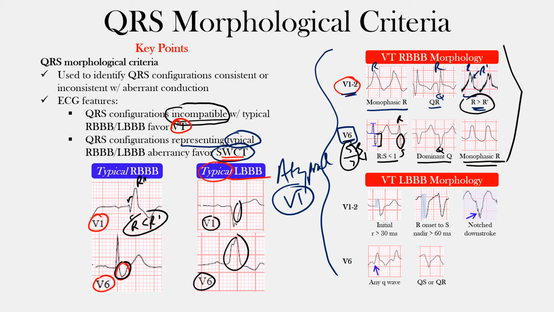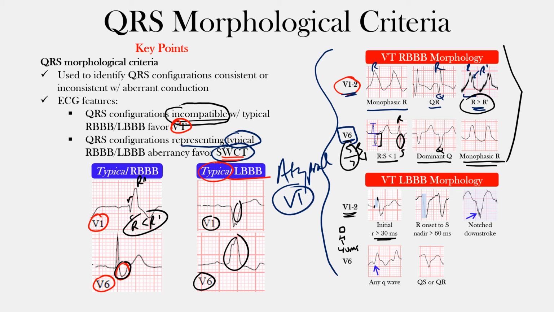Now, those with that left bundle branch block morphology that represent VT, or atypical left bundle branch block pattern, would in V1 and V2 have an initial R wave peak time of greater than 30 milliseconds. So that's saying from this beginning all the way to the peak of it is more than 30 milliseconds. Remember that one small box, the width of it is equal to 40 milliseconds, meaning that if that width is at least 40 milliseconds, that's suggestive of it, okay?